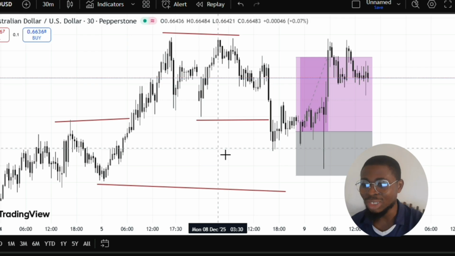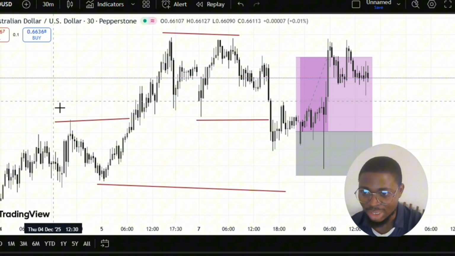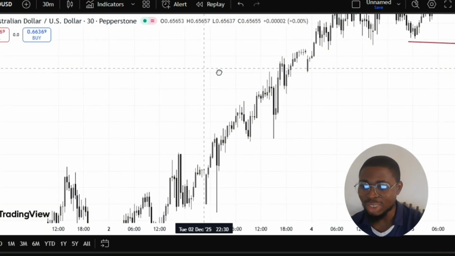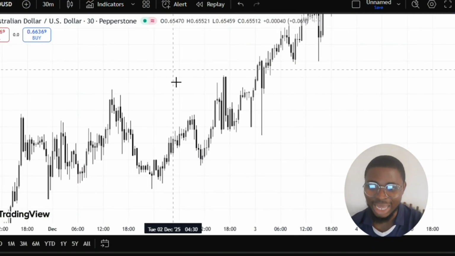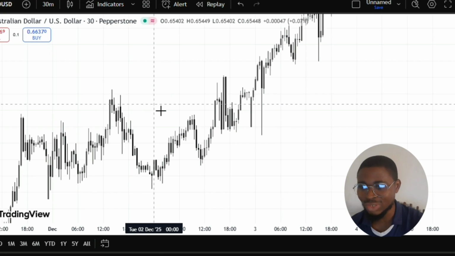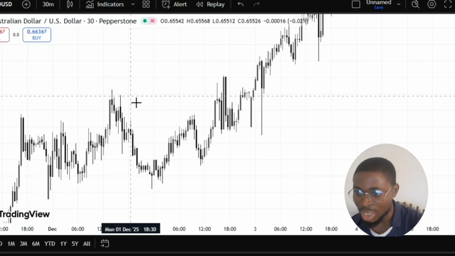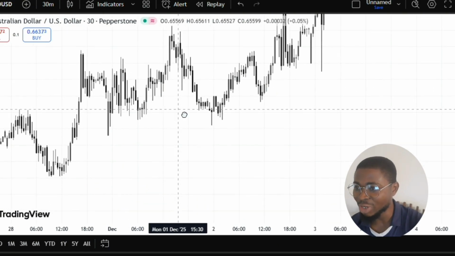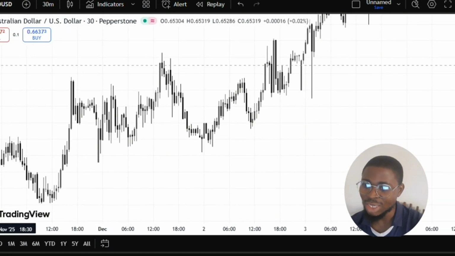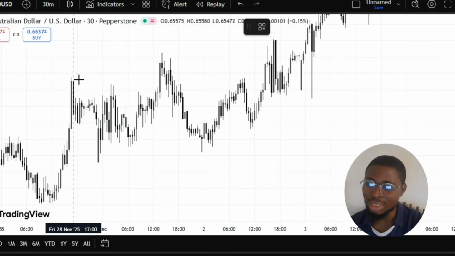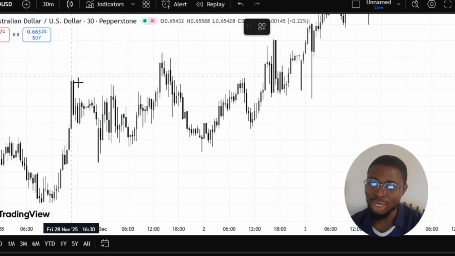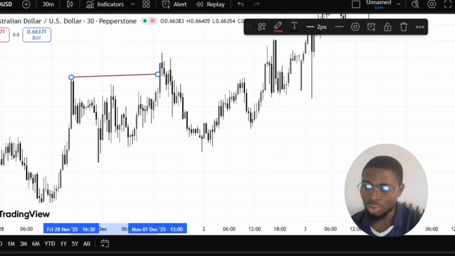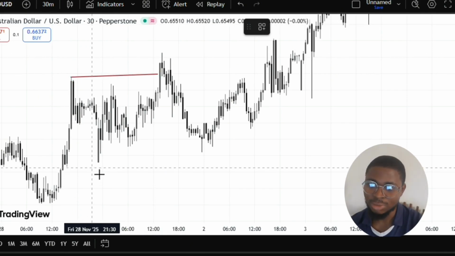Now let's look for the type 2 structural liquidity. The type 2 structural liquidity is the type where you've got internal range structures within an external range, and you expect price to clear those internal range structures before you continue buying or before you continue selling, as the case may be. So right now we've seen an example. So here is a structural high right here, and here is our structural low right here.